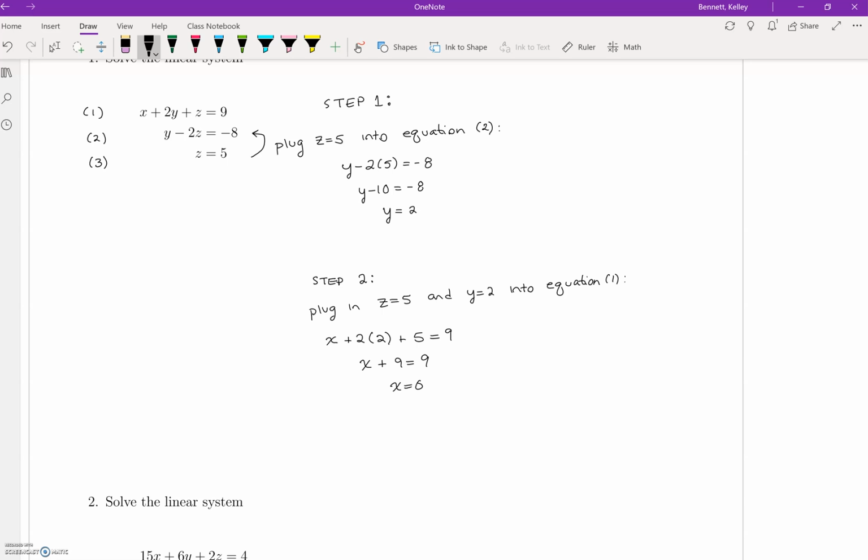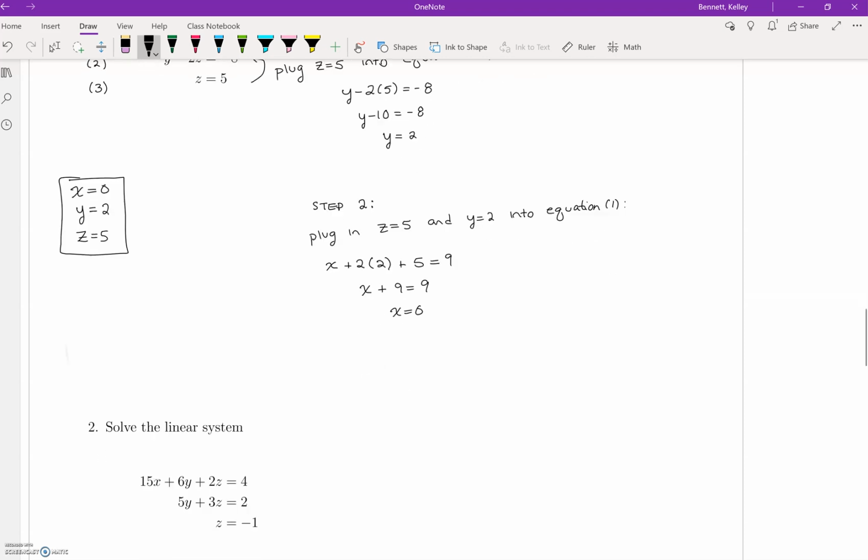So our answer then is that x equals 0, y equals 2, and z equals 5. So in the next section, we're going to learn how to put a linear system in terms of a matrix. It's called an augmented matrix. And so we're going to learn how to transcribe equations 1, 2, and 3 into a matrix and then do some what we're going to call row operations to get this answer a little bit more efficiently.